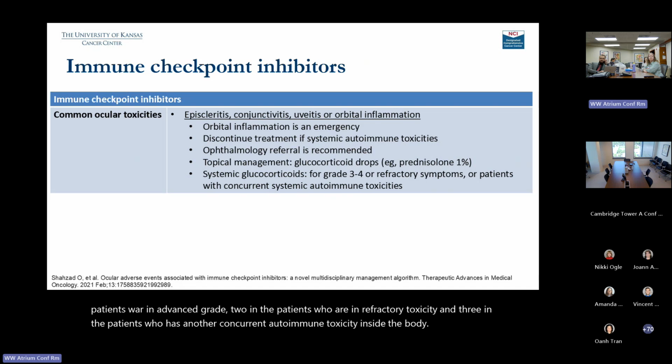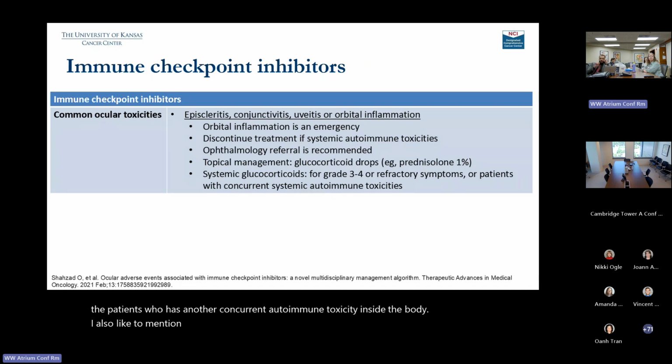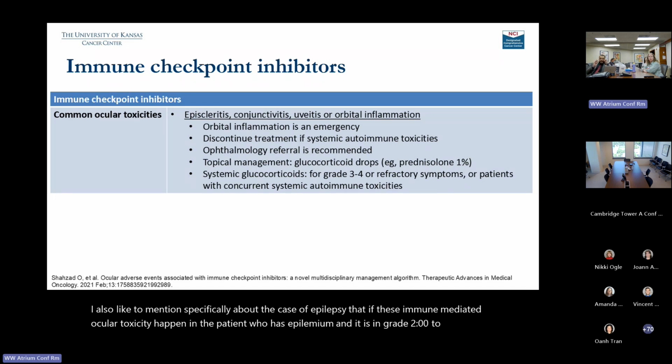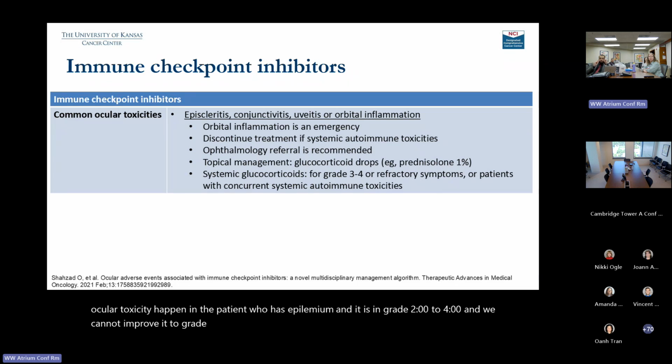I also like to mention specifically the case of ipilimumab. If this immune-mediated ocular toxicity happens in a patient who is on ipilimumab, and it is grade 2 to 4, and we cannot improve it to grade 1 in 2 weeks with topical or oral therapy, we need to discontinue the medication permanently.